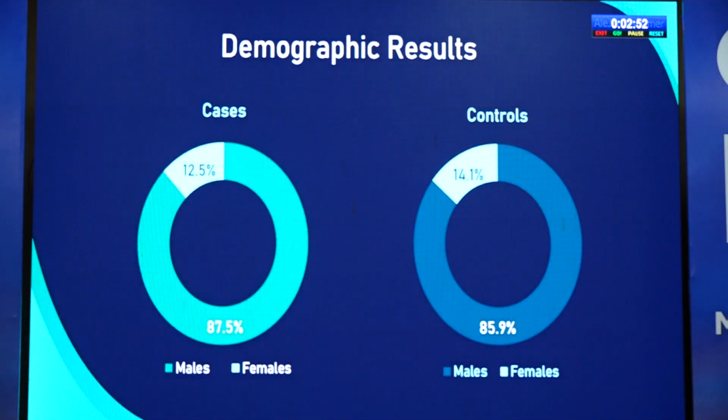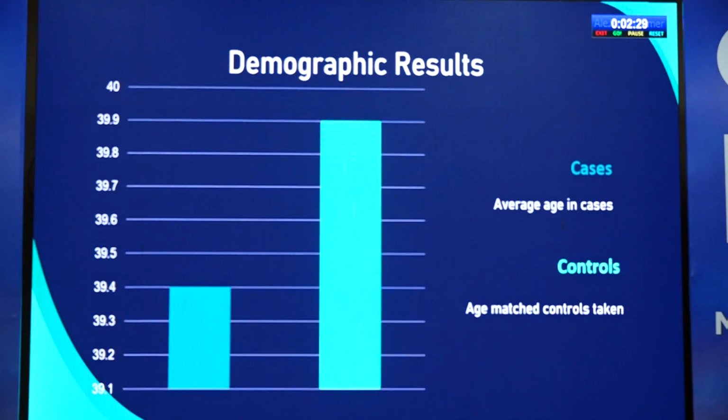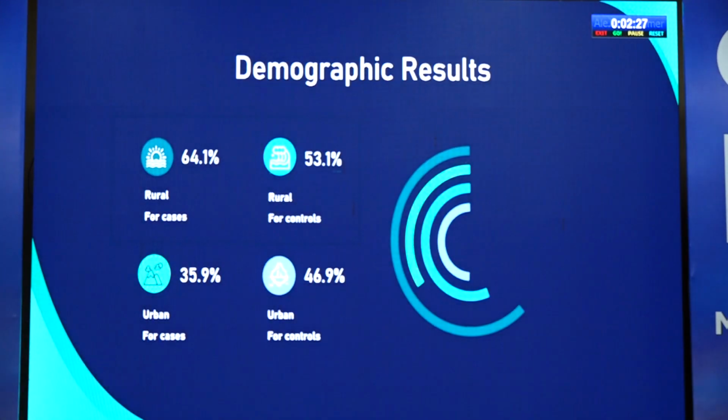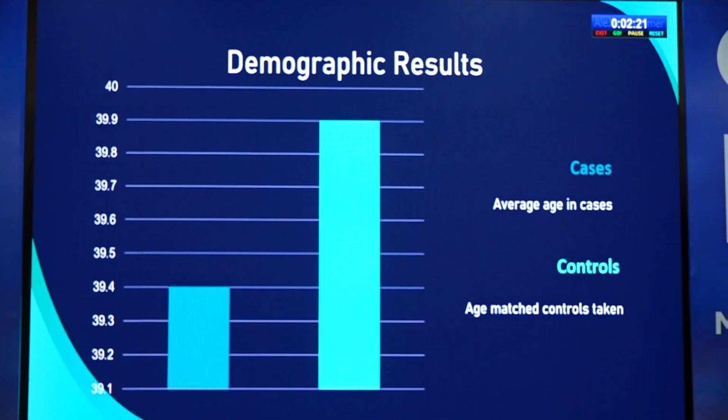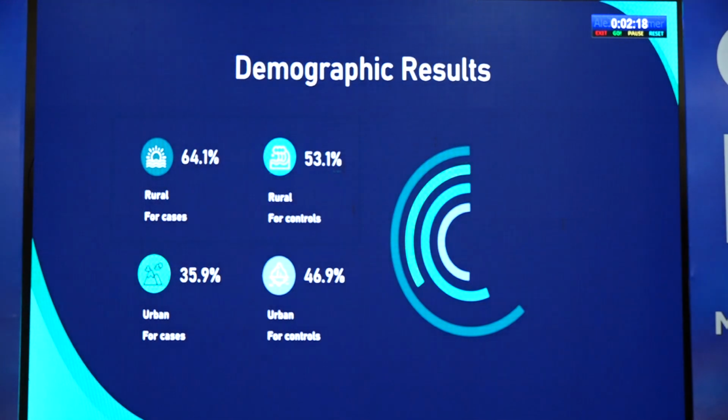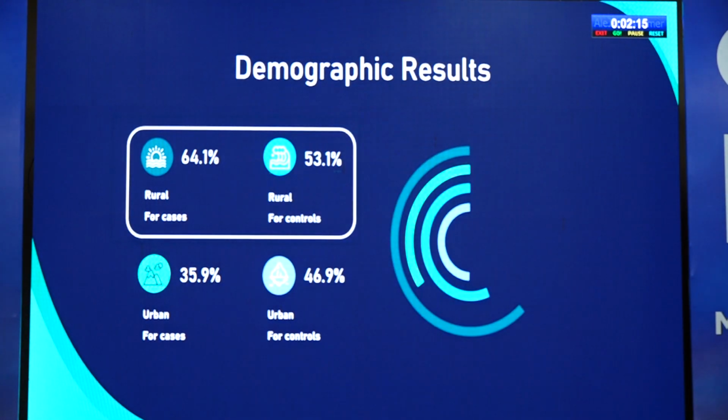I'll present the demographic results first. In my study, 87.5% were males and 12.5% came out to be females, thus reinstating the fact that CSR is more common in males. Whereas since we took gender matched controls, 86% were males and around 14% were females amongst controls. The average age in cases was 39 years, and in controls, age matched controls were taken around 40 years. For cases and controls, both the maximum population came from the rural area.